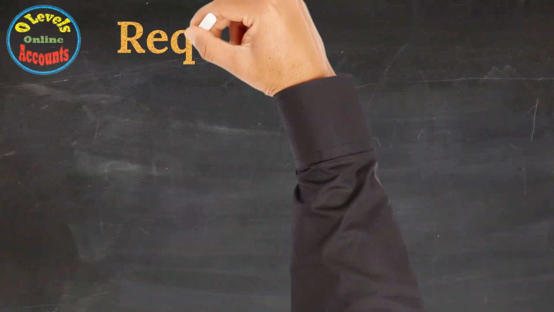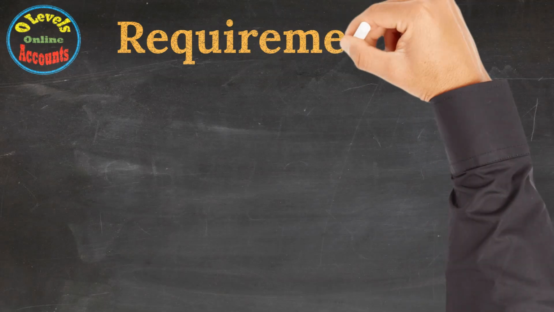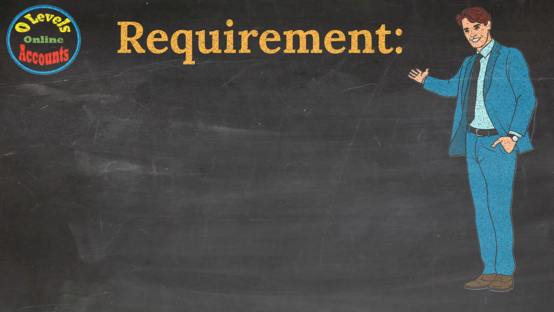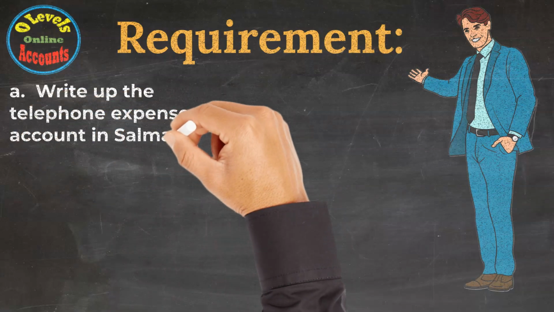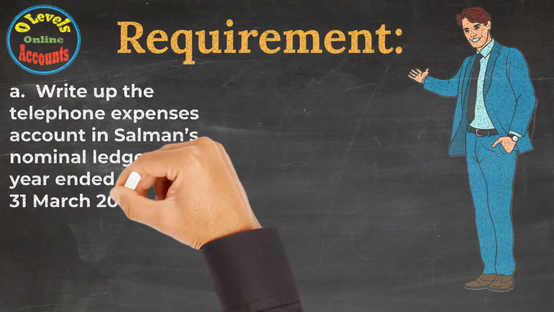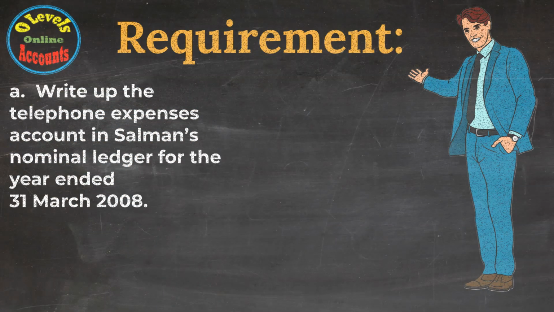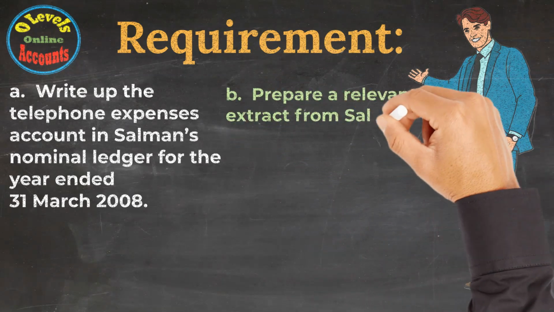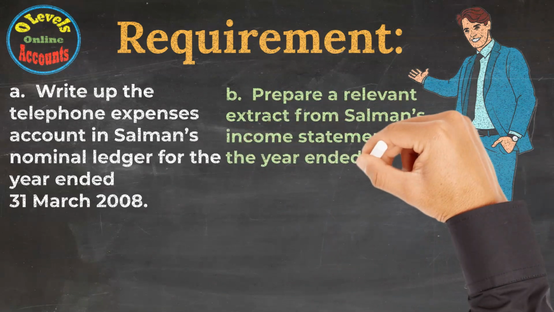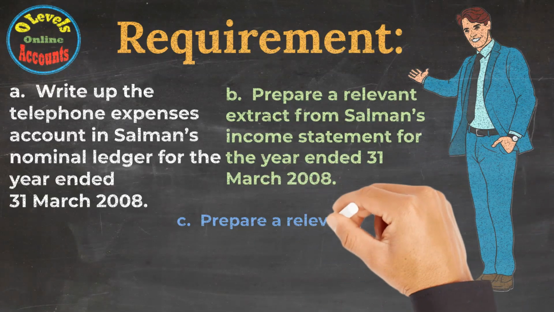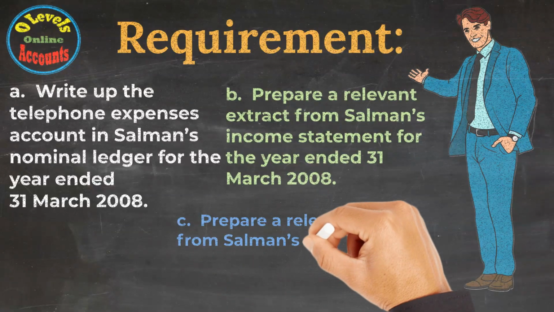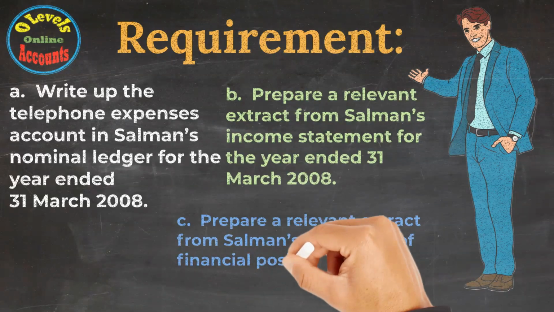Requirements are as follows: A. Write up the telephone expenses account in Salman's nominal ledger for the year ended the 31st of March 2008. B. Prepare a relevant extract from Salman's income statement for the year ended the 31st of March 2008. C. Prepare a relevant extract from Salman's statement of financial position at the 31st of March 2008.